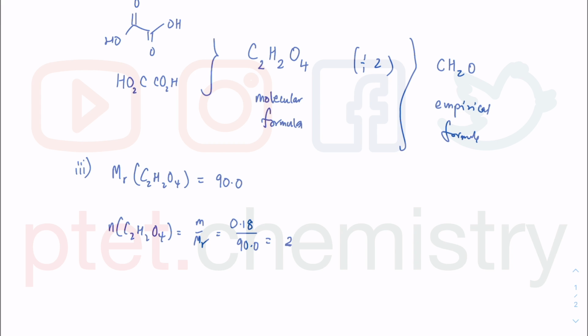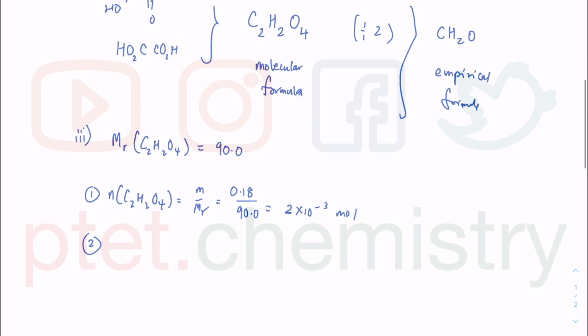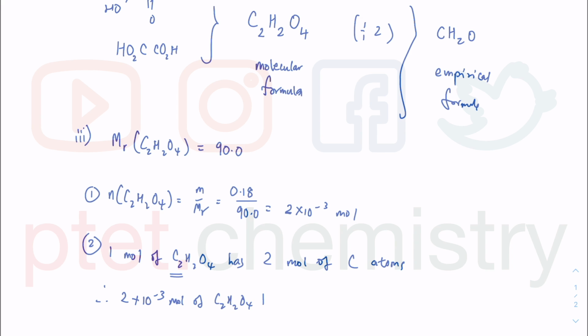My calculator shows me 2 times 10 to the minus 3 mole. And I know how to relate the number of moles with the number of atoms, because 1 mole of C2H2O4 has 2 moles of carbon atoms. You need to be very careful here. So therefore, 2 times 10 to the minus 3 mole of C2H2O4 has 2 times 2 times 10 to the minus 3, and that will give me 4 times 10 to the minus 3 mole of carbon atoms.